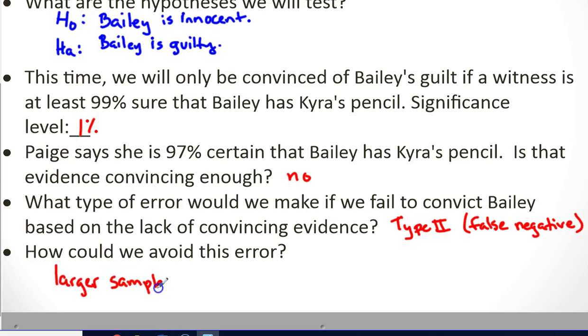If there really is evidence that he did it, we will find it. Maybe ask another witness. Can we find someone who is actually 99% sure? Can we get more evidence compiled? And so in our cases, can we increase our sample size?